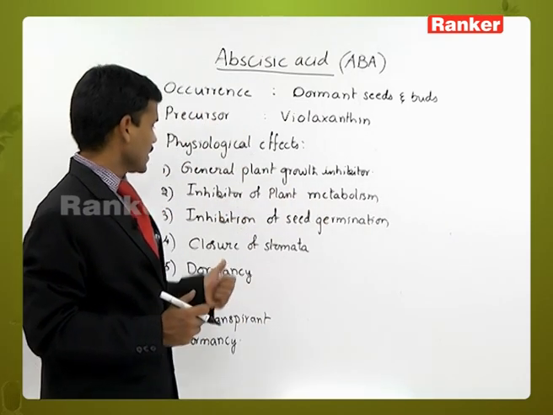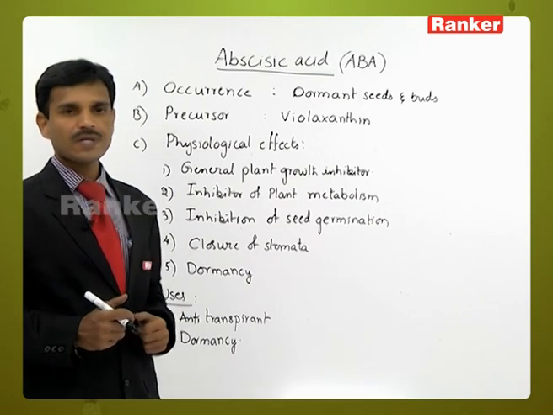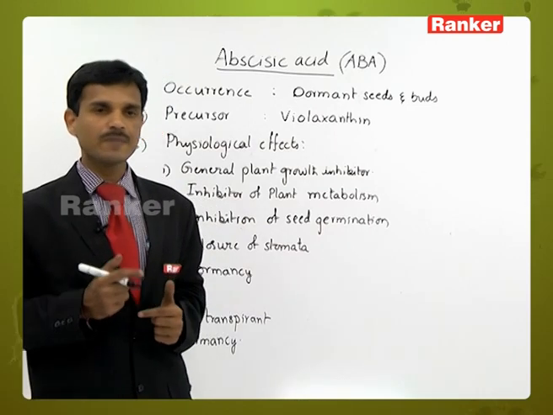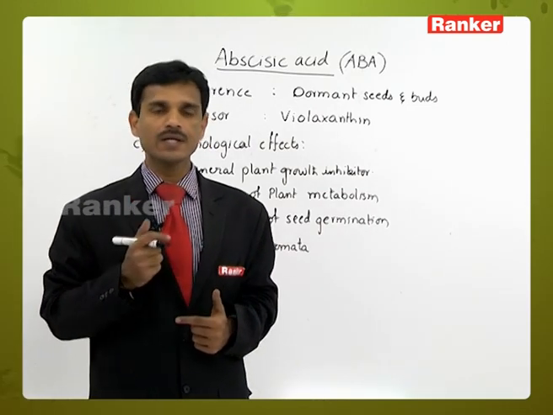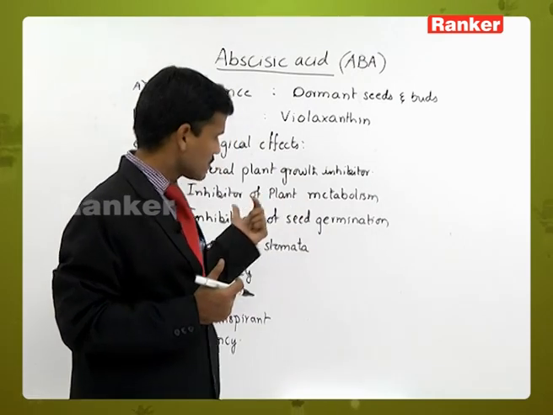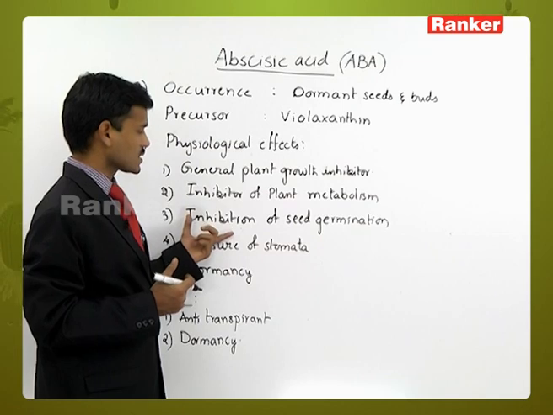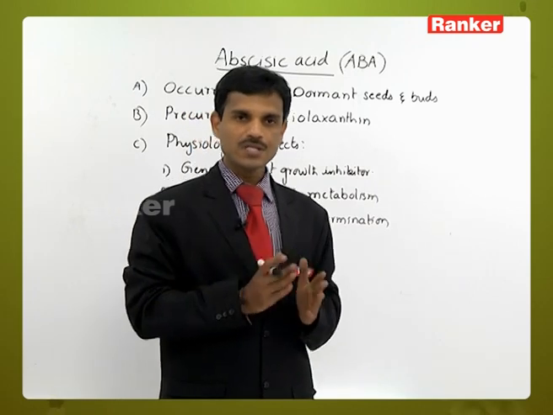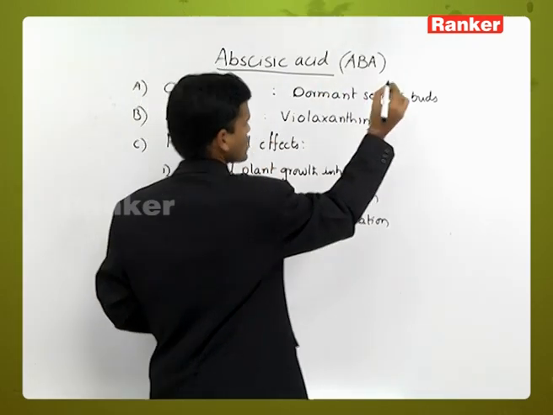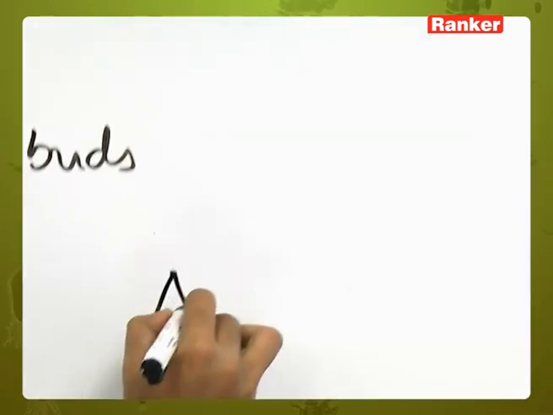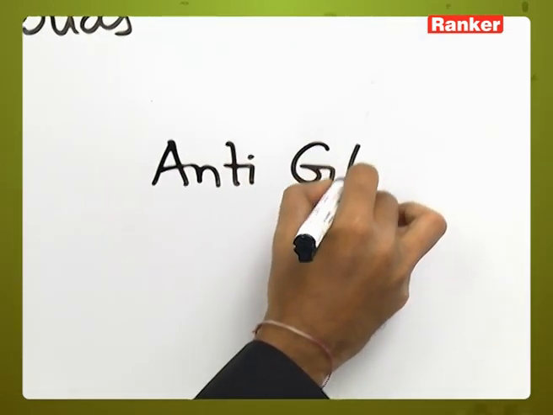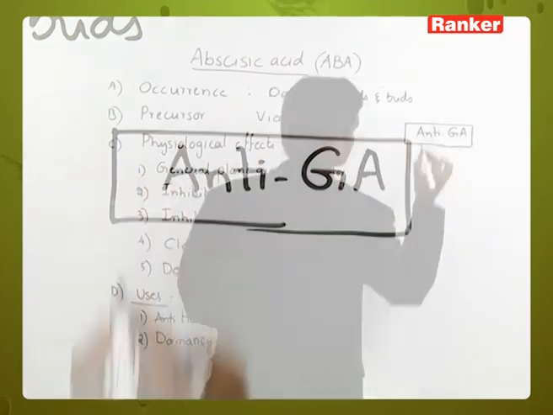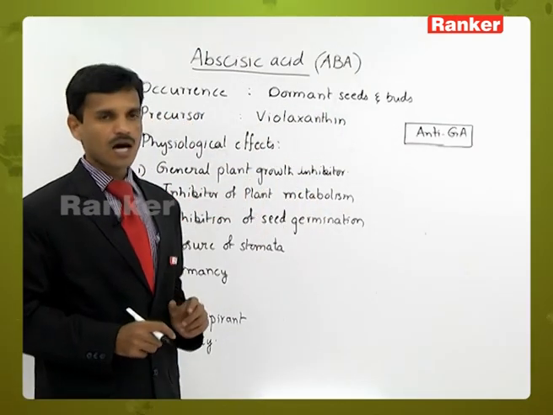The third one is inhibition of seed germination. Seed germination is promoted by gibberellins, but here the seed germination is inhibited by abscisic acid. So, abscisic acid's functions or physiological effects are completely opposite to gibberellic acid. That's why it is also called anti-GA hormone, anti-gibberellic acid. It's opposite to the gibberellic acid.